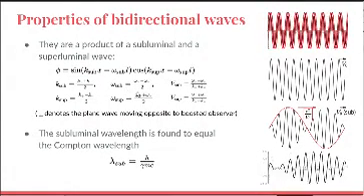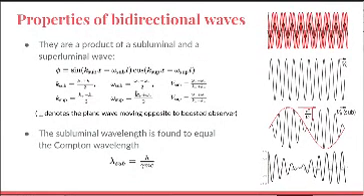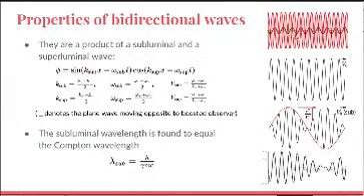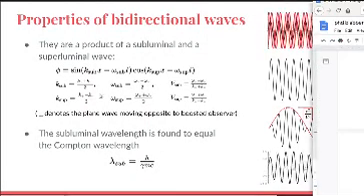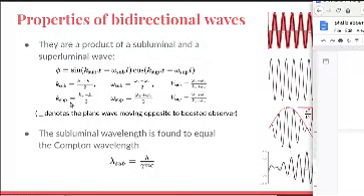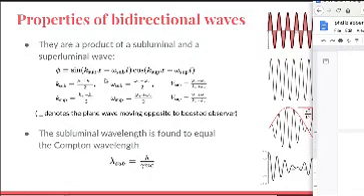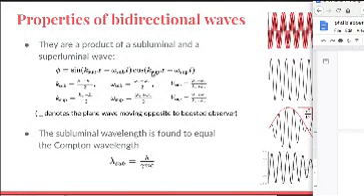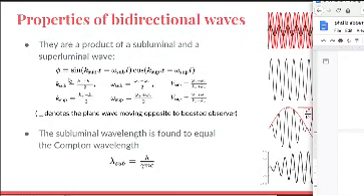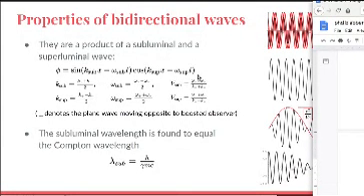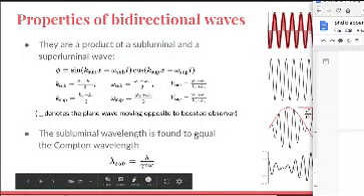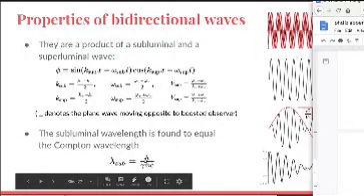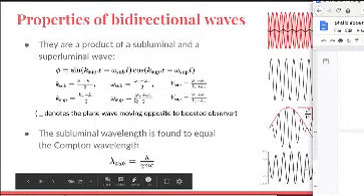Let us see what happens in the limit of standing waves. For standing waves, k plus equals k minus and omega plus equals omega minus. Then the subluminal frequency and the superluminal wave vector become 0. This quantity and this quantity are 0. Thus the bidirectional wave takes the familiar form of sine kx cos omega t for standing waves. Now the subluminal wavelength is found to be equal to the Compton wavelength. This is interesting and we'll talk about this later again.